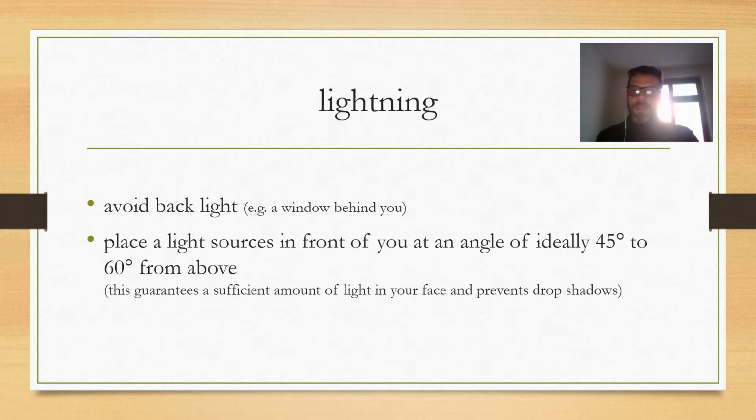Regarding lighting, the first thing is to avoid a backlight constellation like a window behind you, as you can see in this recording here. Best is to place a light source, or more than one, in front of you at an angle of ideally between 45 up to 60 degrees from above. This guarantees a sufficient amount of light on your face and prevents drop shadows.